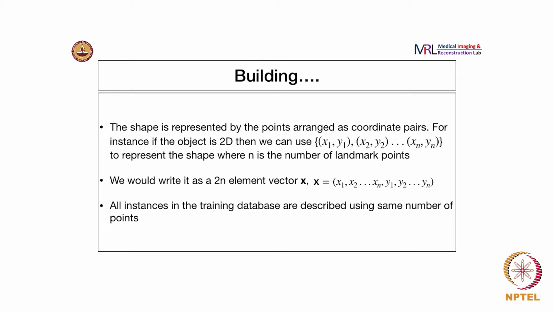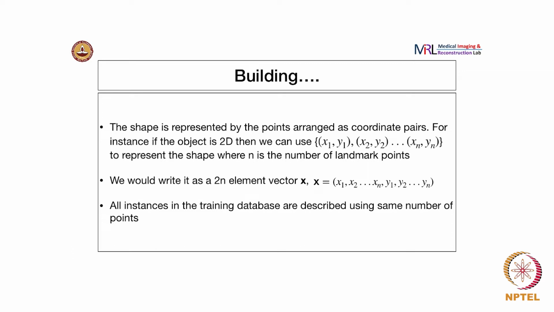Like we saw, the shape is represented by the points arranged as coordinate pairs. For 2D objects, which is what we are going to talk about in this lecture, we can use this kind of ordered pair approach, x1, y1, x2, y2 up to xn, yn, to represent the shape. We typically use small n as the number of landmark points, and for the sake of analysis, we'll typically write this down as a 2n element vector, that is x1 to xn and y1 to yn.